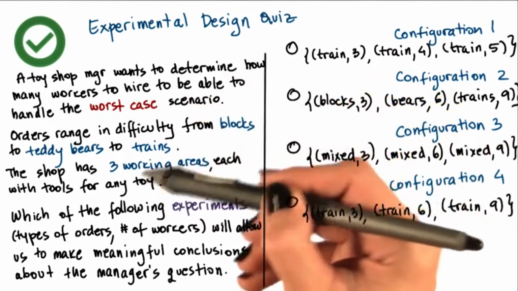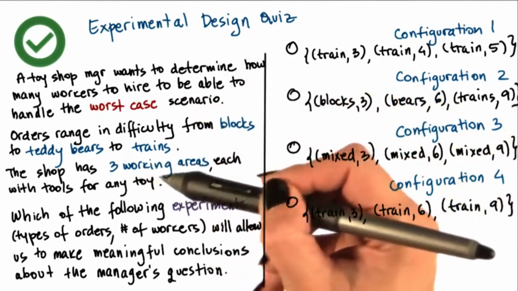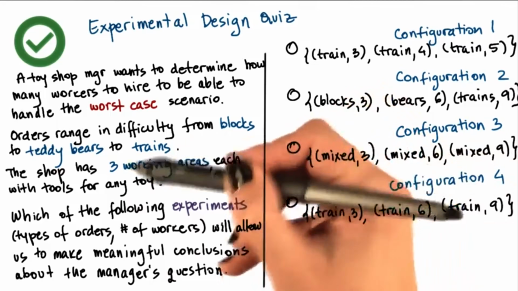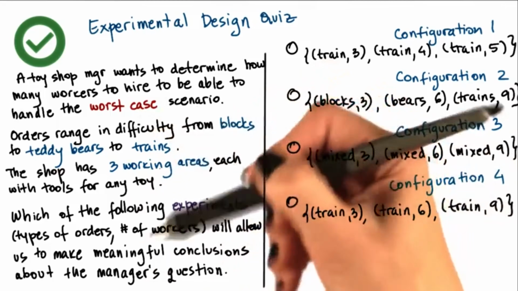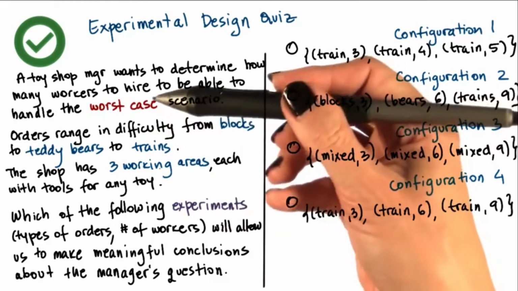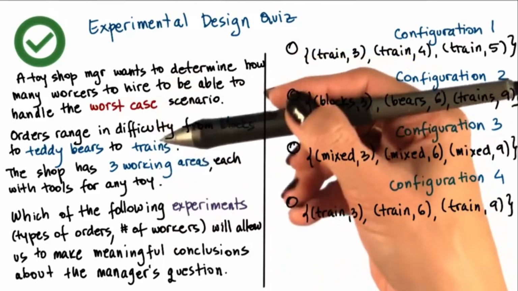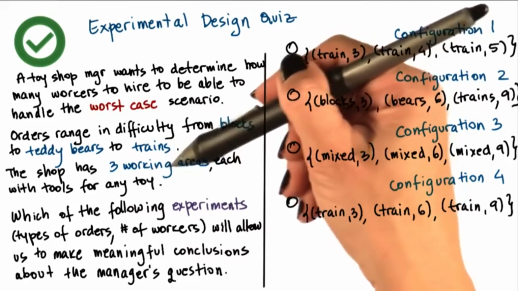Second, the toy shop has 3 working areas. We can perform any kind of toy order in each working area, and multiple workers can share an area. So as we're trying to see how many more workers we can add to the system, and how many more toys we can process, we really should be trying to get as many more workers per working area.